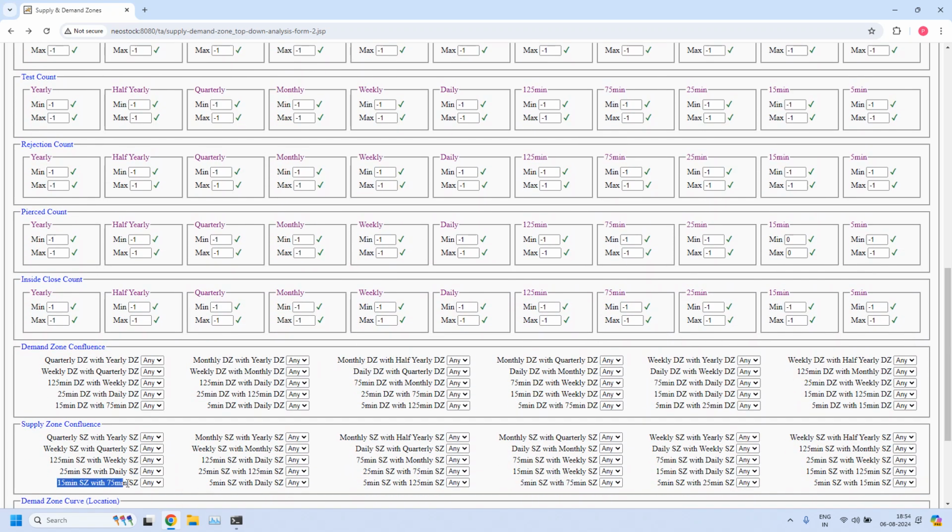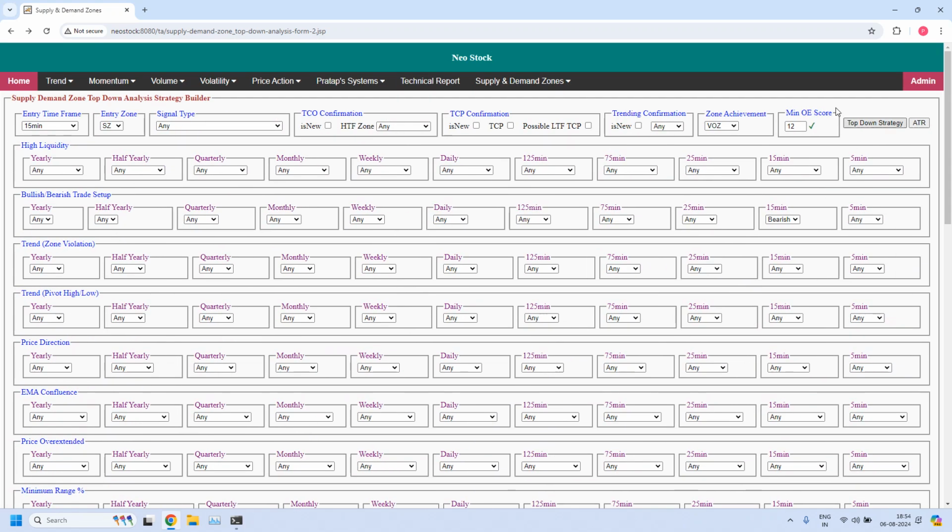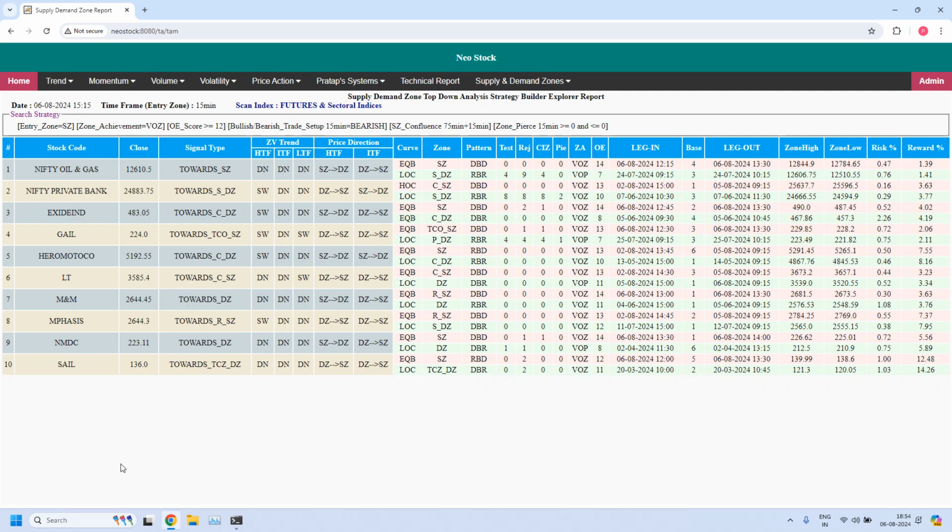So 15 minute supply zone with 75 minute supply zone I enabled. Let us filter. So 10 stocks are filtered. These 10 stocks are having confluence with ITF time frame, that is 75 minutes time frame.